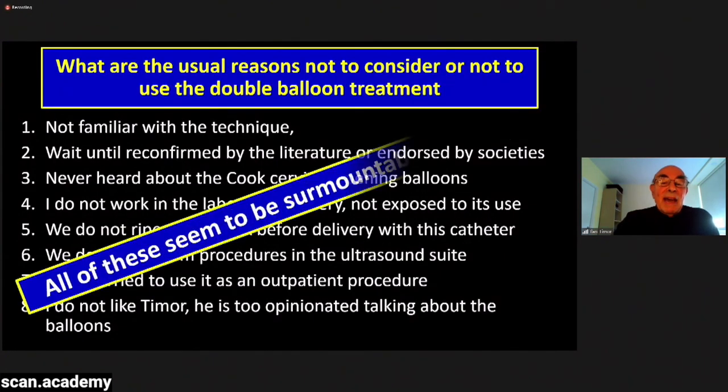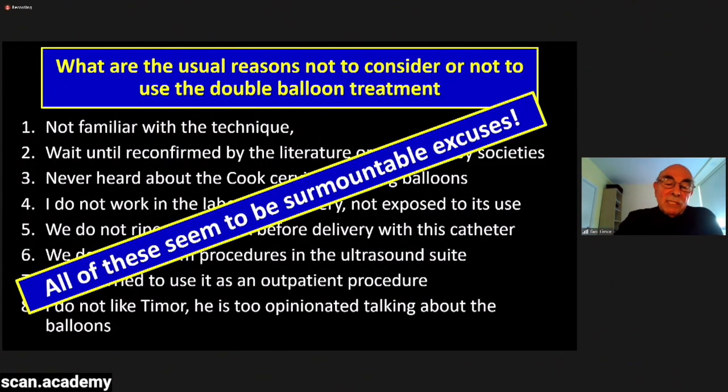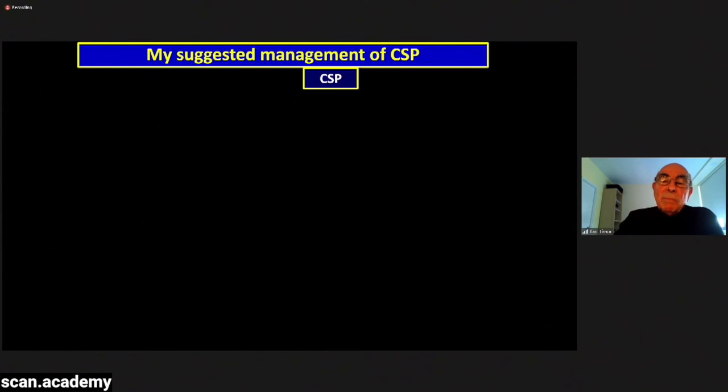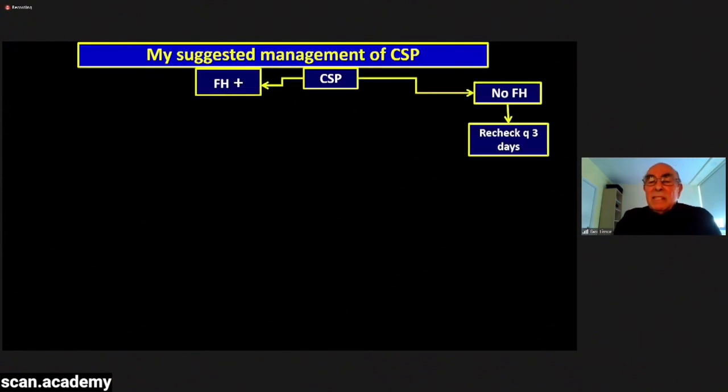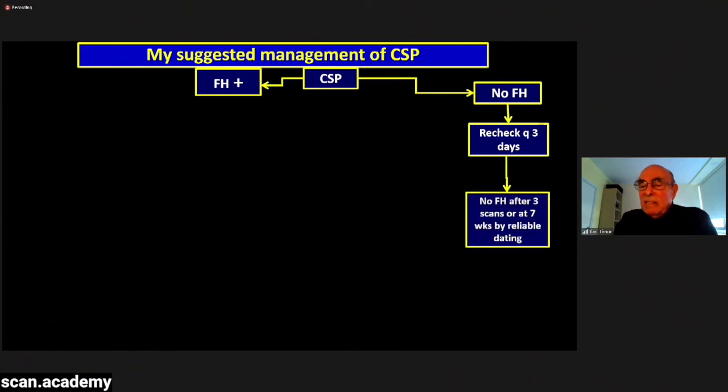So basically, here are all these excuses. All of these seem to be surmountable, and I think that you can do that. Now, here is my treatment procedure. If there is a heartbeat, then I'll go on the other side in a second. If it's negative, recheck at 3 days.